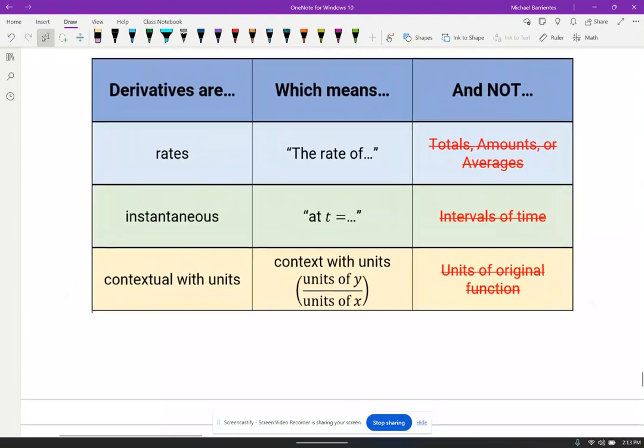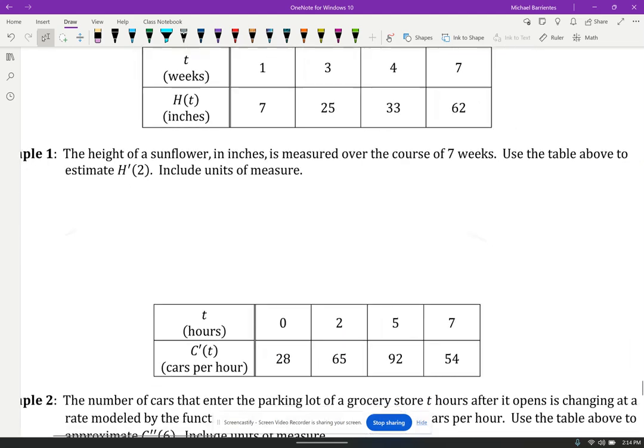So in this table, we kind of have a nice summary here. So derivatives are rates. So whenever you read the rate of whatever, you know that you're talking about a derivative. They're always instantaneous, so you always have to know the rate at what time or at what moment. And then derivatives always have units, and the units come by taking the units of the y-axis, or the vertical axis, versus the units of the x-axis. So kind of how you do slope as rise over run, the change in y's over the change in x's. Find the units of the y and put them over the units of the x axis, if you will.